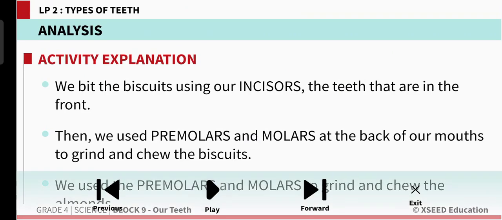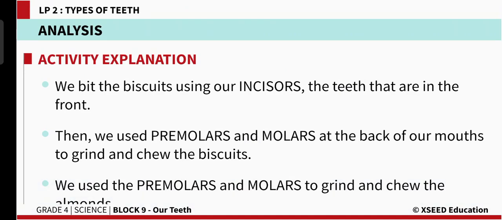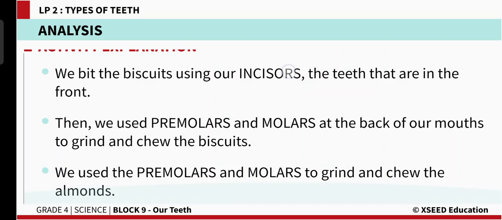Let's sum up. So students, we bite the biscuits using our incisors, the teeth that are in the front. Then we used our premolars and molars at the back of our mouths to grind and chew the biscuits. We use premolars and molars to grind and chew the almonds also.